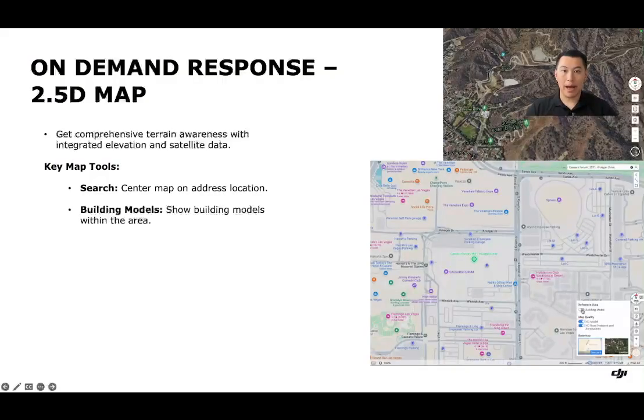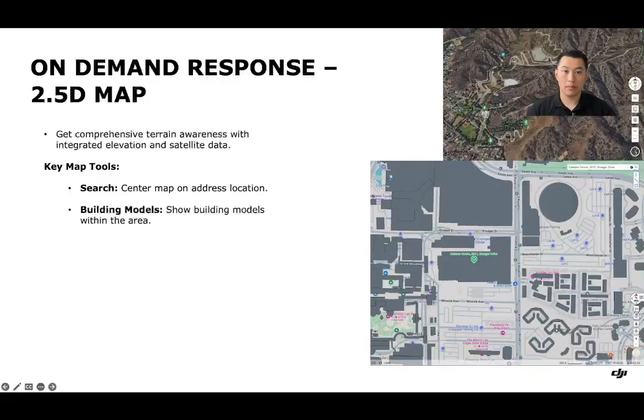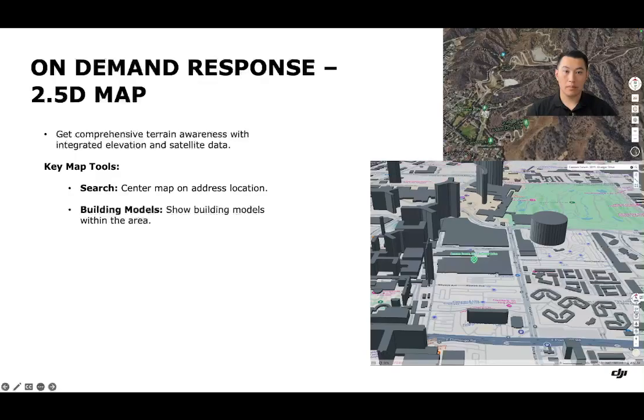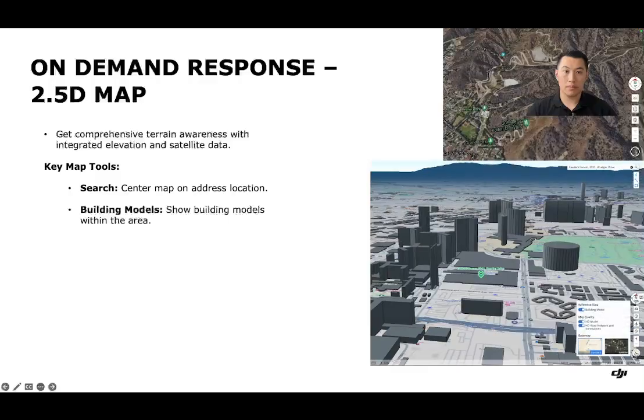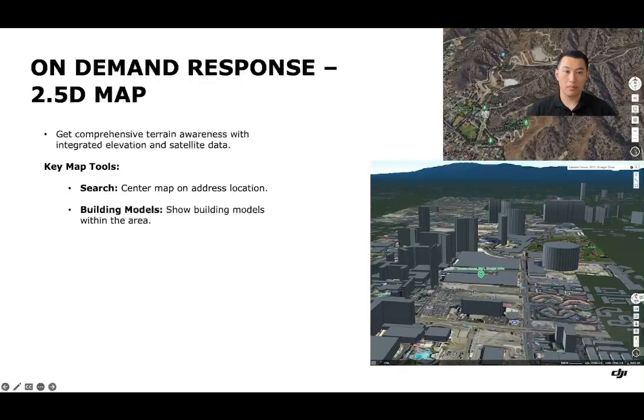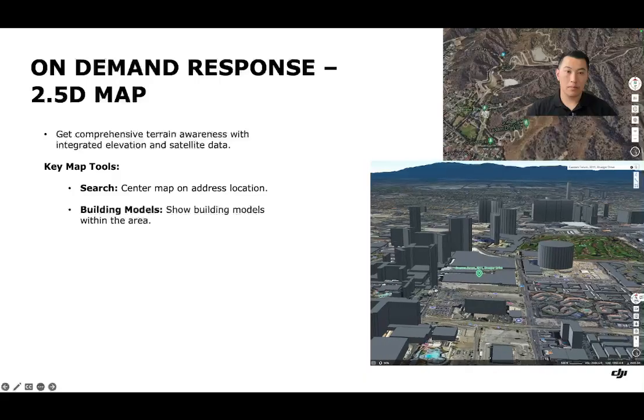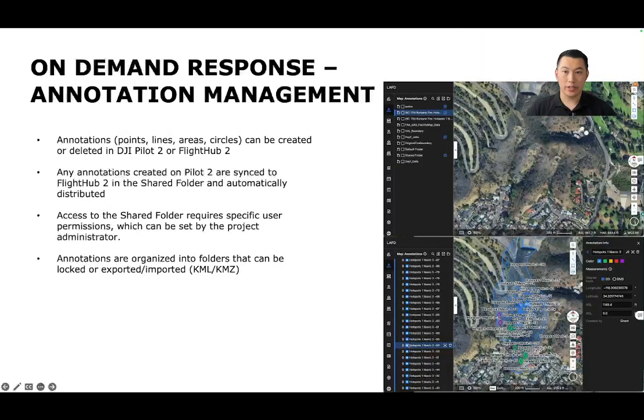The 2.5D map allows for comprehensive terrain awareness with integrated elevation and satellite data. Map tools include centering on address location and showing building models within the area. Annotations can be created in DJI Pilot 2 or FlightHub 2, and these are synced to a shared folder in FlightHub 2 that can be shared to specific users.